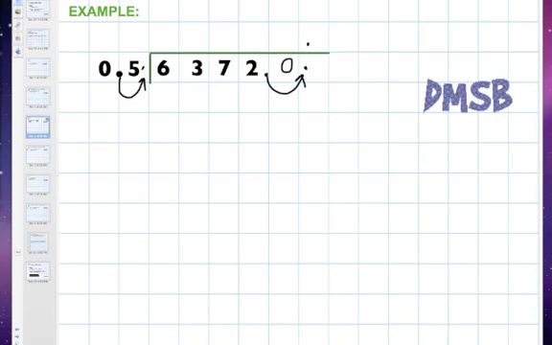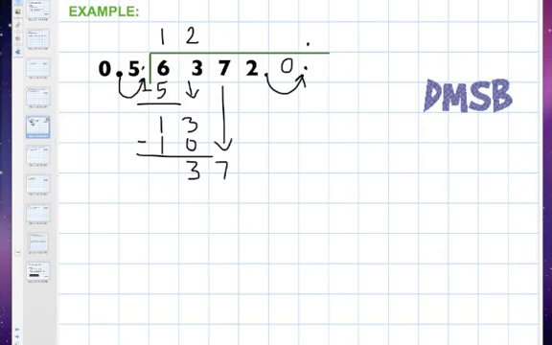So 6 divided by 5 is 1. 1 times 5 is 5. 6 minus 5 is 1. Bring down the 3. 13 divided by 5 is 2. 5 times 2 is 10. 13 minus 10 is 3. Bring down the 7. 37 divided by 5 is 7. 7 times 5 is 35. 37 minus 35 is 2.